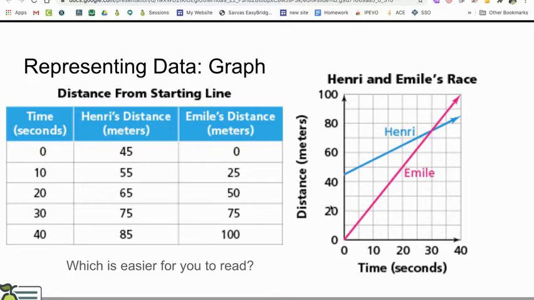So which is easier for you to read? For some people, the graph is easier. For others, the table is easier. You can type your response in the Pear Deck. And why do you think one is easier than the other?